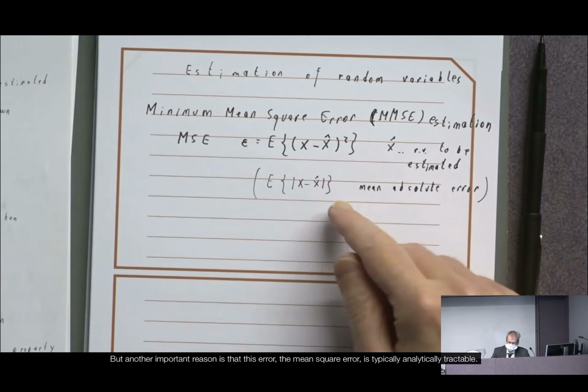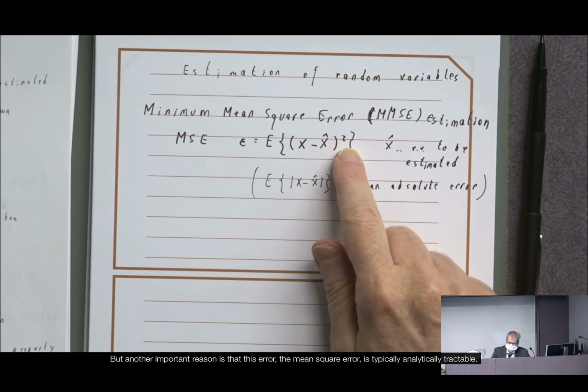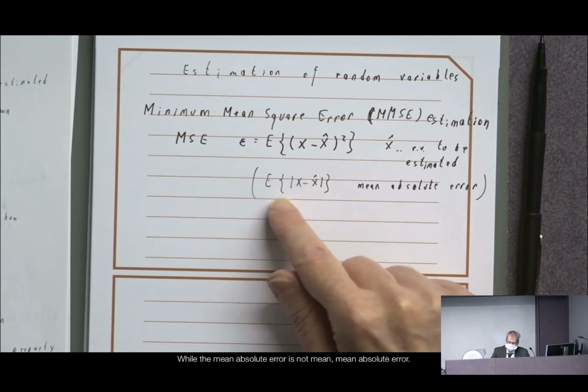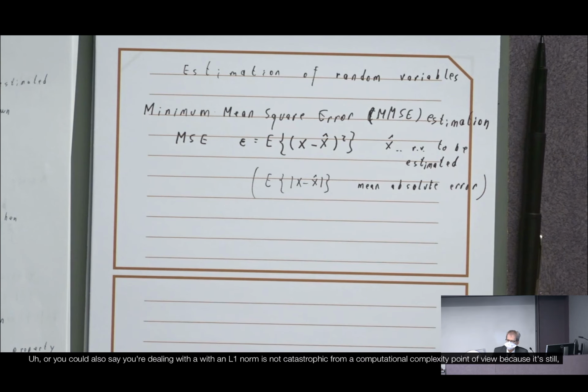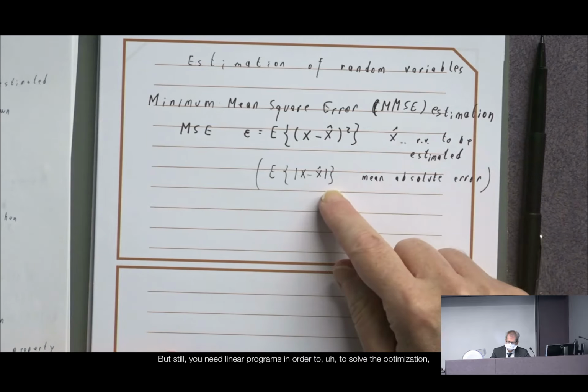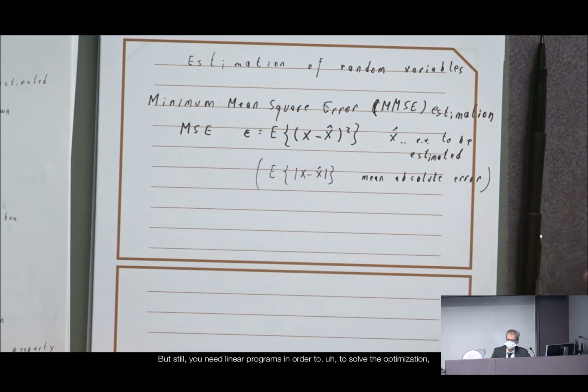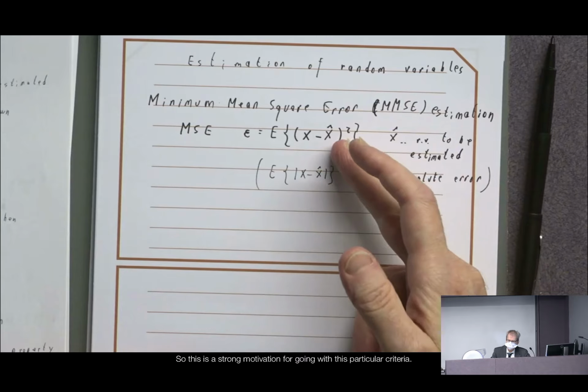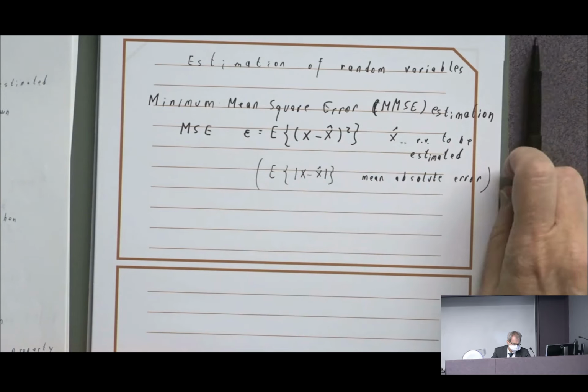But another important reason is that the mean square error is typically analytically tractable, while the mean absolute error is not. Mean absolute error, or you could also say you're dealing with an L1 norm, is not catastrophic from a computational complexity point of view because it's still convex. And actually, when you're looking at sparse optimization, the L1 norm is often used as a proxy for the L0 norm because it is analytically tractable. But still, you need linear programs in order to solve the optimization, whereas the mean square error gives you results in closed form. So this is a strong motivation for going with this particular criterion.